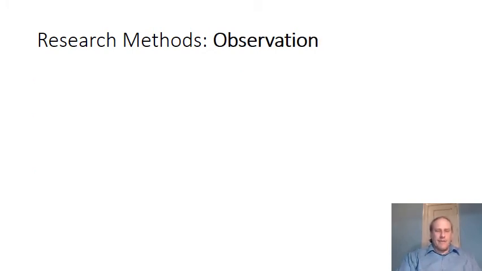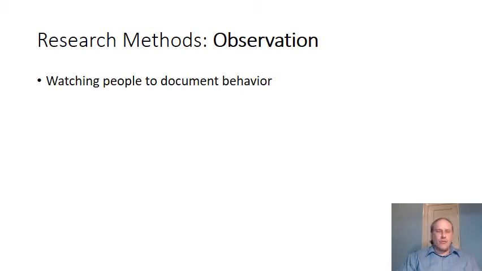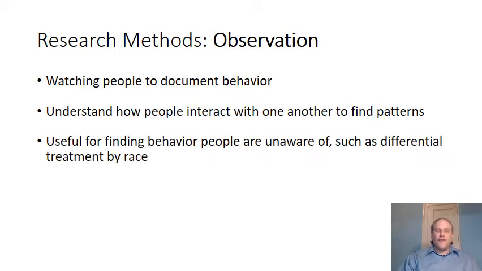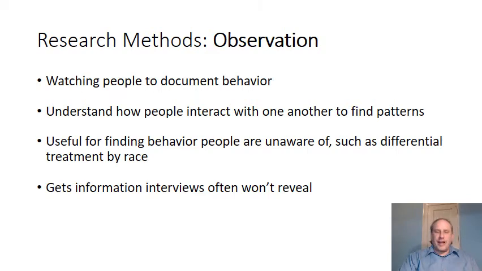The next kind of research method is observation. As it says, it's a way of watching people to document behavior, seeing things that they do, but might not even observe about themselves. You can see how people interact with one another and find patterns in that interaction. It's often useful for finding behavior people are unaware of, such as differential treatment by race. Like they might not be aware of what they're doing, but by observing, you see people are treating people of a different race, of a different gender, or differences of all sorts of kinds. And you can actually see that correlation just by observing carefully.